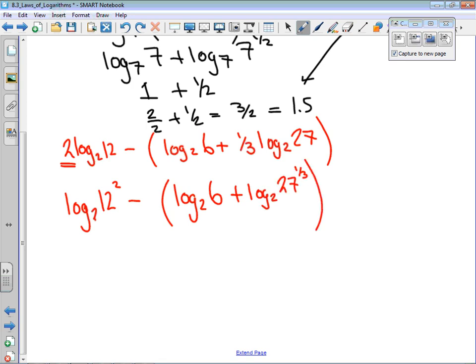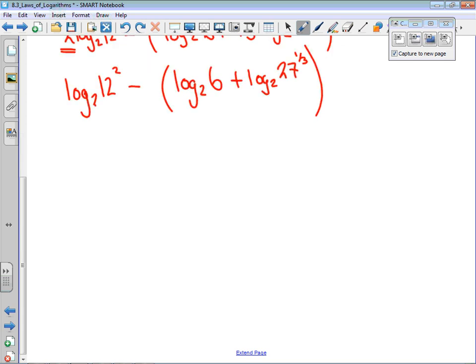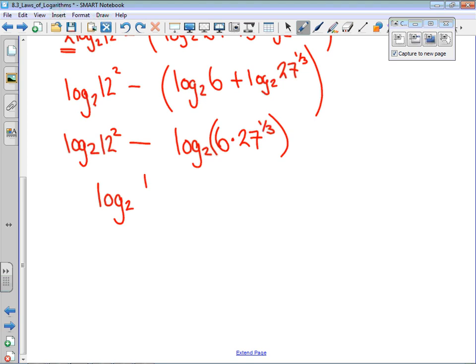All right, now that the logarithms inside the bracket do not have a coefficient, I can combine them using my product log law. So log base 2 of 6 plus log base 2 of 27 to the power of 1/3 is log base 2 of 6 times 27 to the power of 1/3. And I'll put a bracket around the argument. Now we have a logarithm subtracted by another logarithm, so we can combine that into log base 2 of 12 squared divided by 6 times 27 to the power of 1/3.